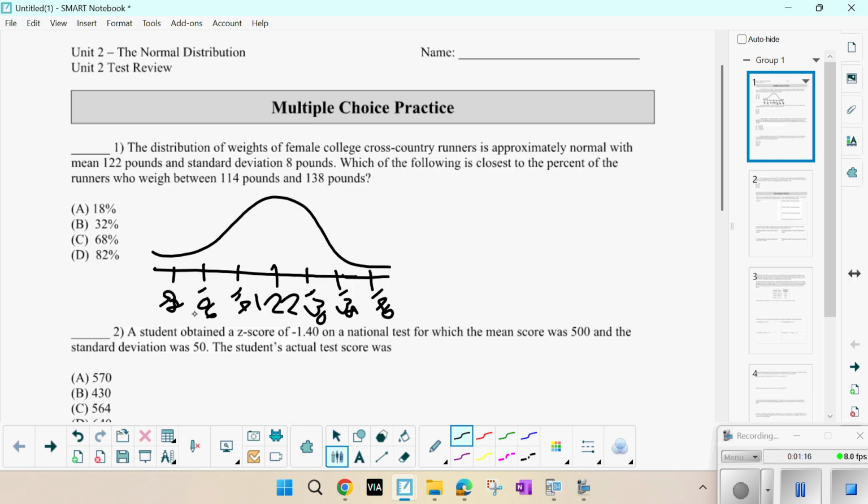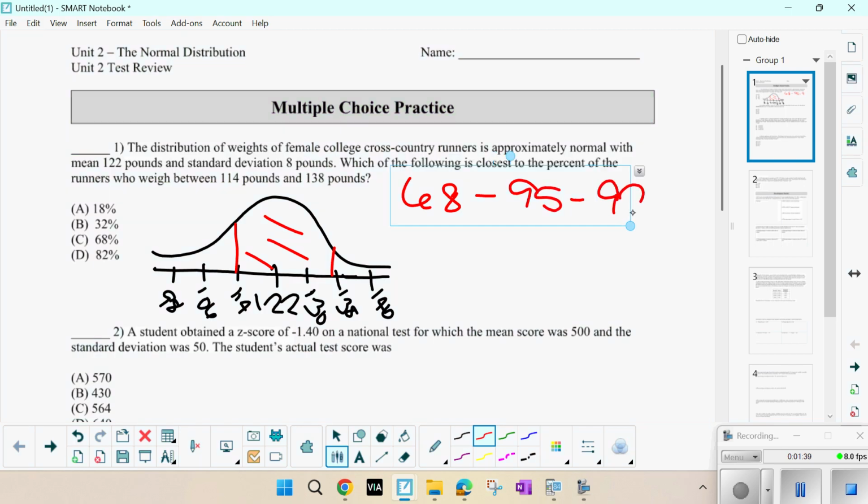Okay, let's see where we're at here. 114, okay, that actually is on one of our standard deviations, and 138 is as well. So we want the area between these two. So we just need to figure out what that is. Well, since these are on the empirical rule, they're on my standard deviations. So we know it's the 68, 95, 99.7%.